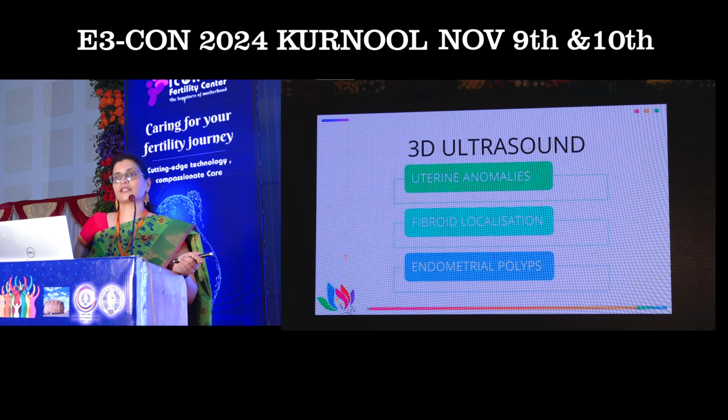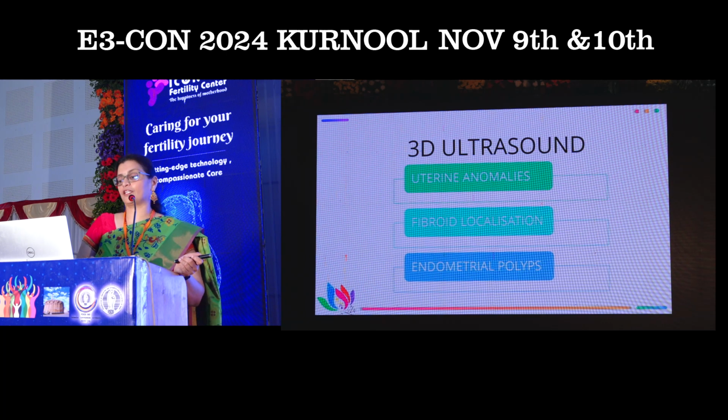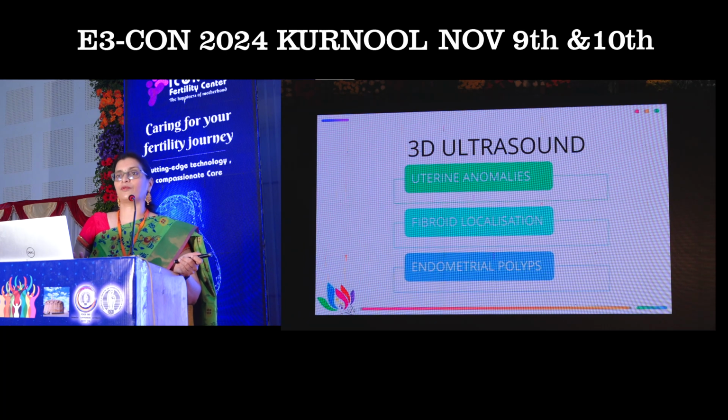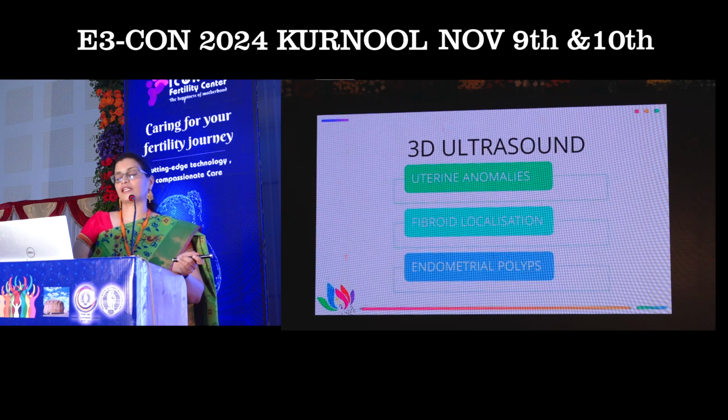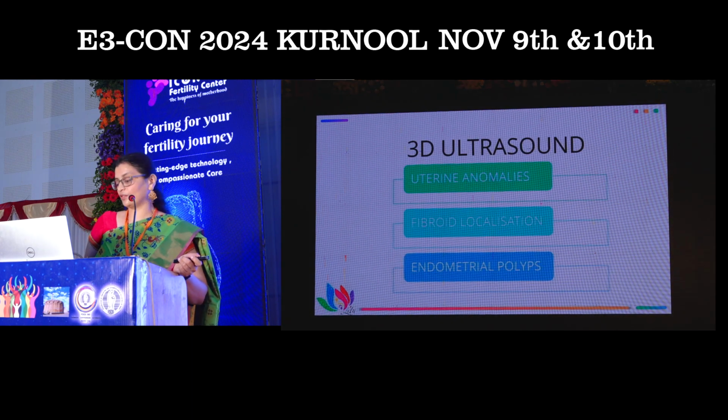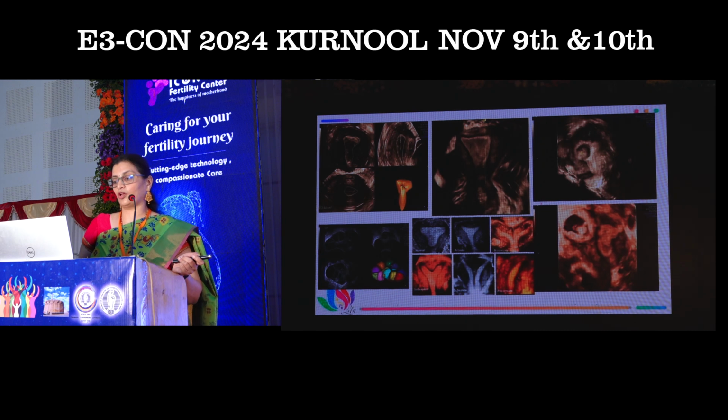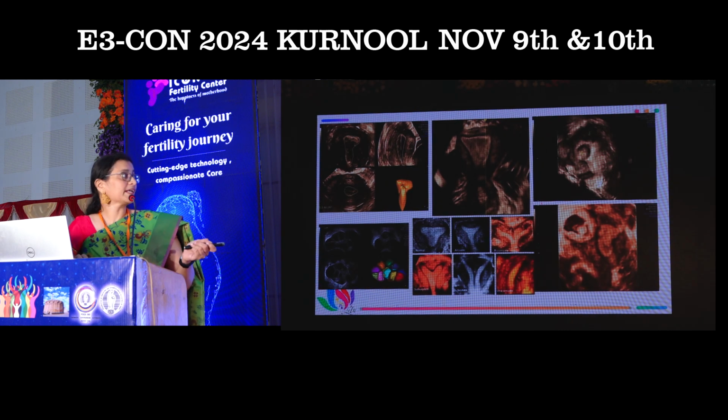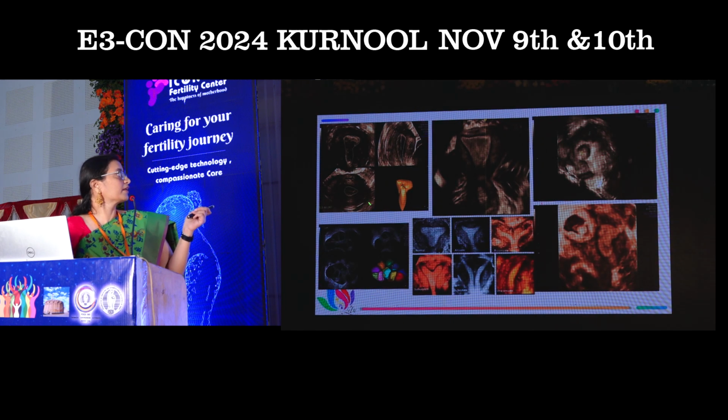Coming to 3D, it is especially helpful when you're suspecting a uterine anomaly, to localize the fibroid, where it is, whether it is indenting the cavity, and also in evaluation of the fibroid polyp, the endometrial polyps. Also, when you're planning an IVF cycle, you can look at the endometrium, measure the volume of the endometrium, and various uterine anomalies you can diagnose. And this is a submucous fibroid jutting into the cavity, and there is another one just sitting on the endometrial cavity.